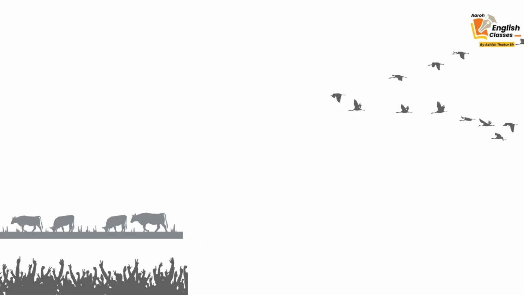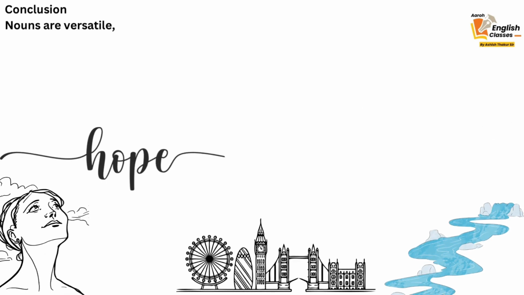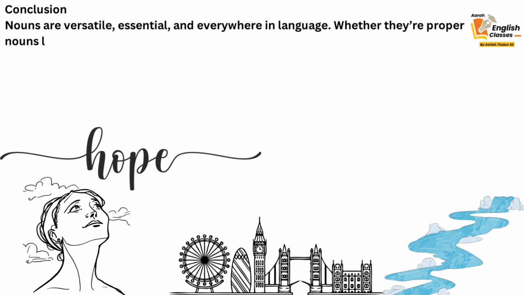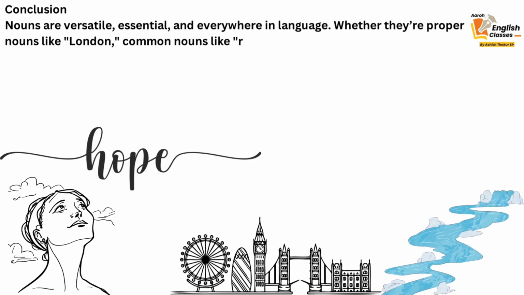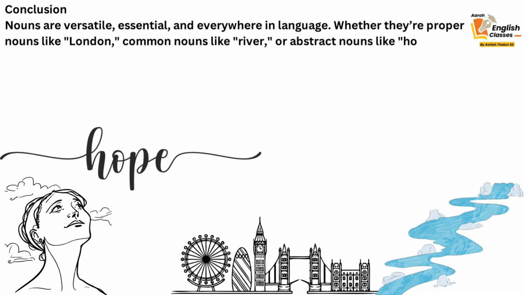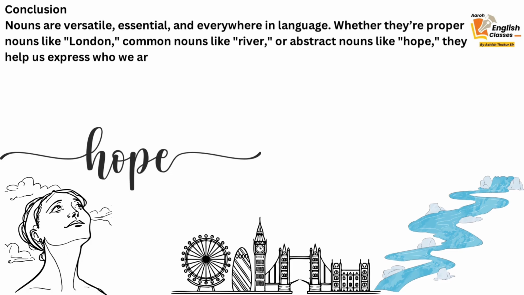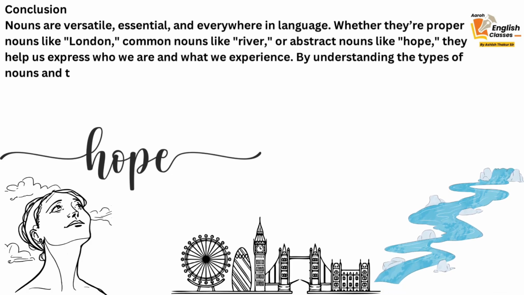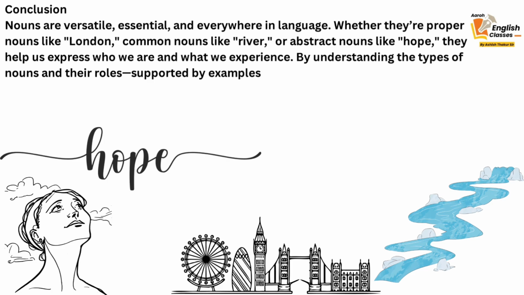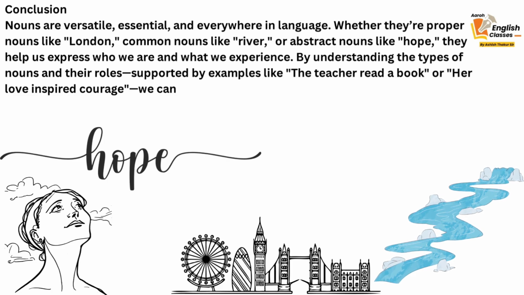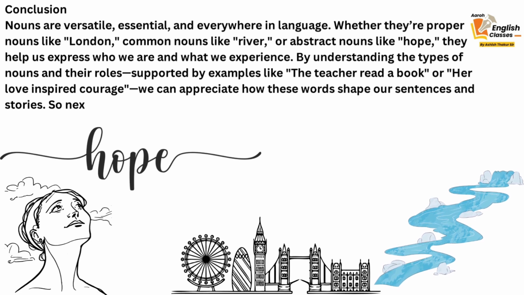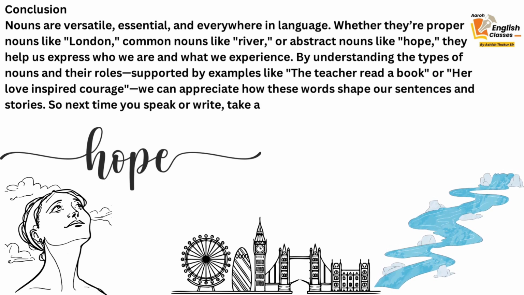Conclusion. Nouns are versatile, essential, and everywhere in language. Whether they're proper nouns like London, common nouns like river, or abstract nouns like hope, they help us express who we are and what we experience. By understanding the types of nouns and their roles, supported by examples like the teacher read a book or her love inspired courage, we can appreciate how these words shape our sentences and stories.